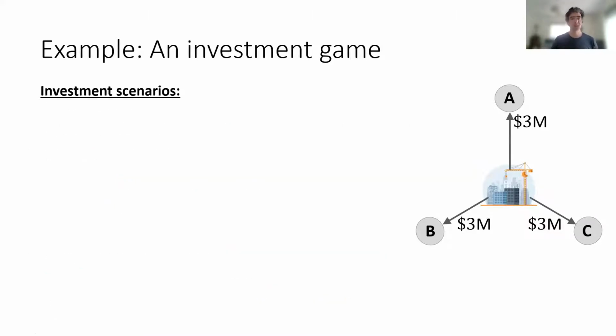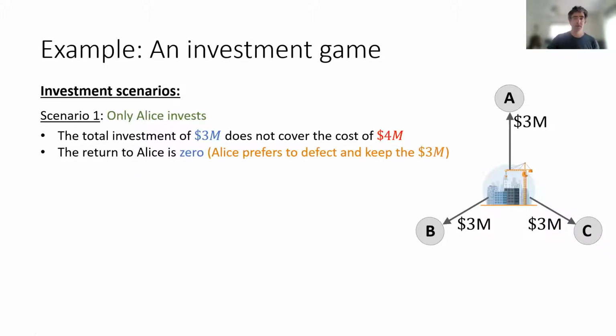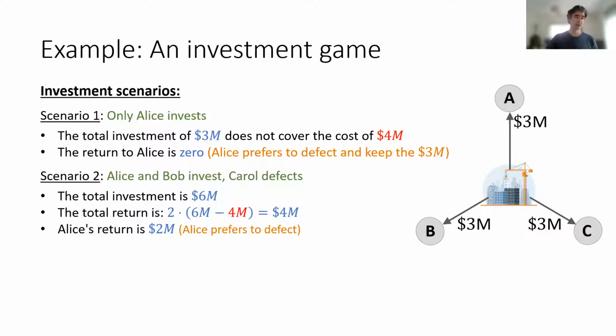So let's look at some investment scenarios. First, if Alice invests alone, then the total investment is $3 million, and this doesn't cover the cost of the enterprise. And so there are going to be 0 returns for Alice, and Alice would prefer to defect and keep the $3 million. In the second scenario, Alice and Bob invest, but Carol defects. And here the total investment is $6 million, which does cover the cost. So the total return is $4 million, and the return for Alice is going to be $2 million, and so Alice still prefers to defect.